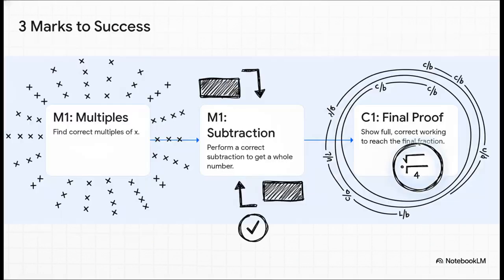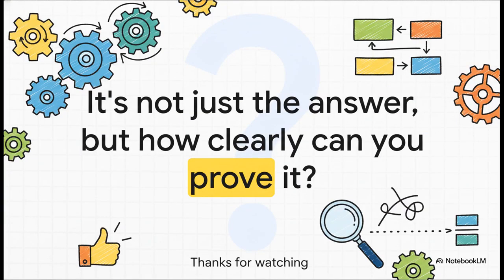Pretty cool, huh? So let's just boil it all down. Getting full marks here really comes down to 3 clear steps. 1, find the right multiples. 2, do a correct subtraction to get rid of the repeating decimal. And 3, show all your working clearly all the way to that final simplified fraction. And really, that's what this is all about, isn't it? It's a great reminder that in math, especially at this level, how you get to the answer, the clarity of your proof, is just as important, if not more important, than the answer itself.